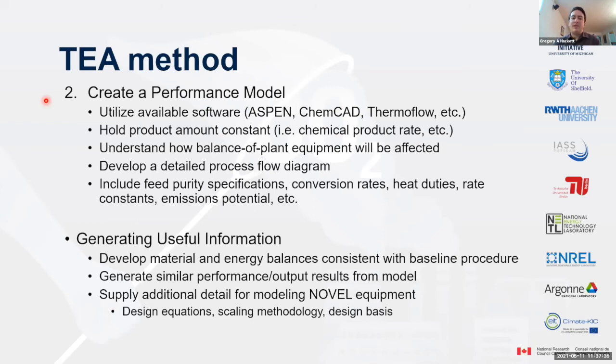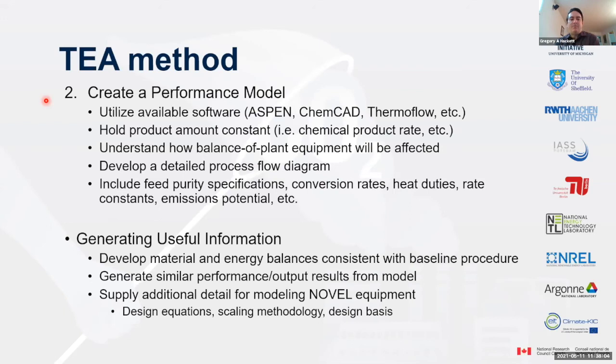Is it the chemical product rate? Is it the amount of energy that you're inputting into the utilization system? Or is it the amount of CO2 that you want to use? So that's a critical consideration on what you're holding constant for the analysis. You need to understand how balance of plant equipment will be affected. If you're using readily available balance of plant equipment, maybe operating off spec could affect the performance and cost appropriately. So you need to understand that.